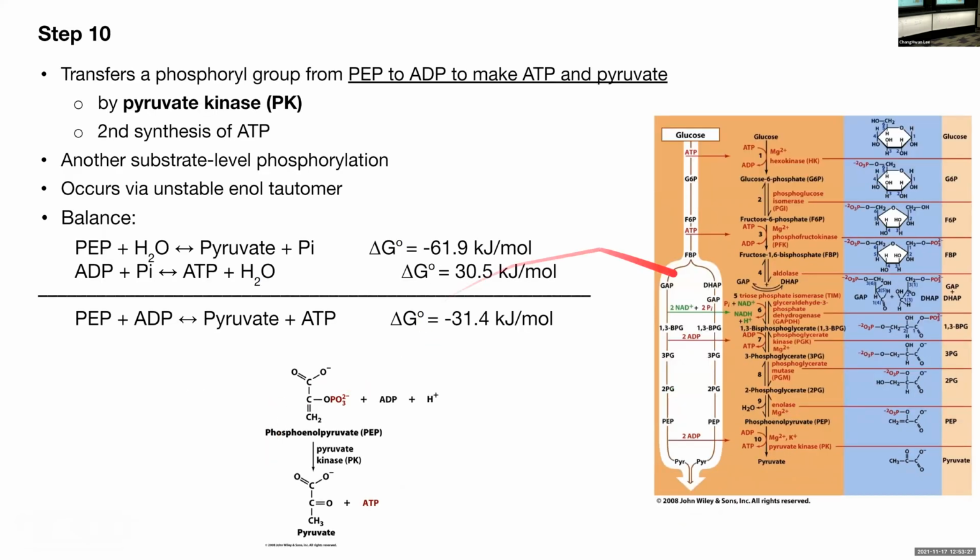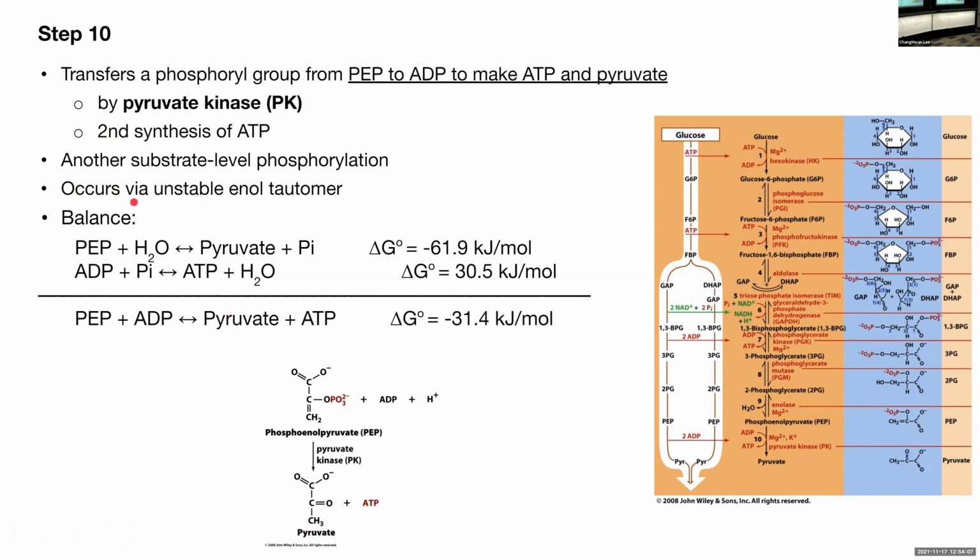Okay, so the last step, step 10, is about generating another ATP by transferring this phosphate group from PEP to ADP. And that reaction is catalyzed by pyruvate kinase or PK, and it also generates 2 molecules of ATP, and it's a second substrate level phosphorylation, right? So again, in total, from step 6 to step 10, which is the payoff stage, you get 4 ATP molecules in total.